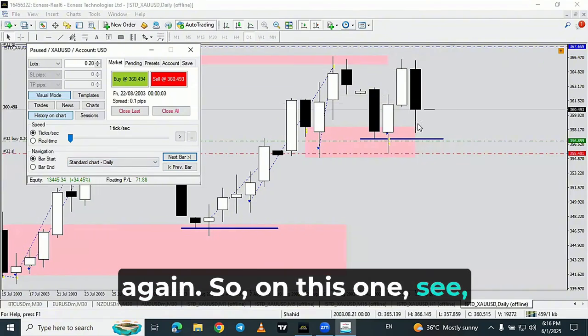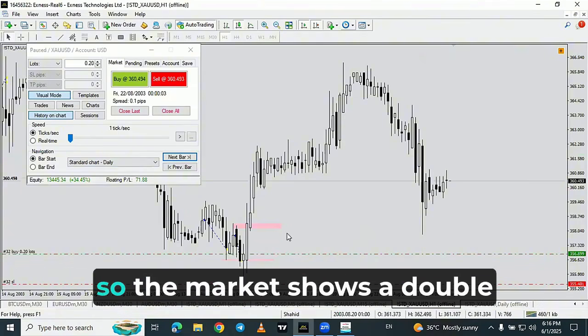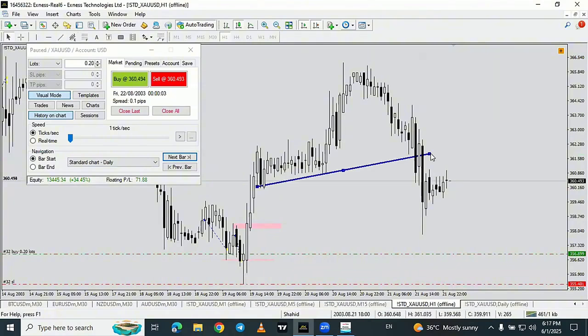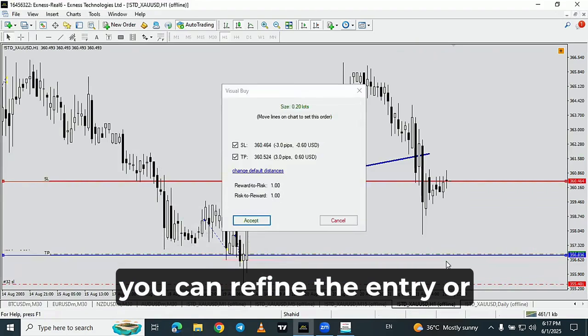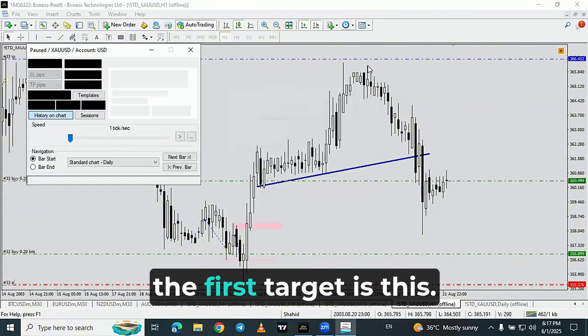So on this one, see the entire structure shifted. The internal range liquidity was there. So the market shows a double bottom here. Then you buy the market, there is no issue. On a smaller time frame, you can refine the entry or take a full SL. Here, the first target is this.